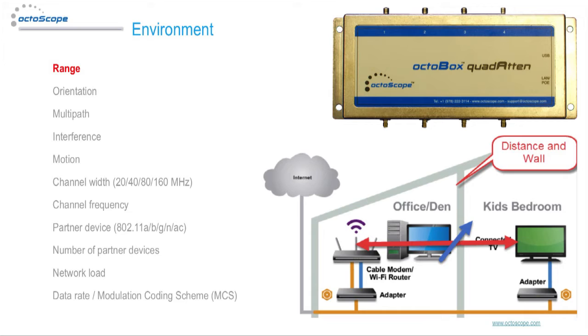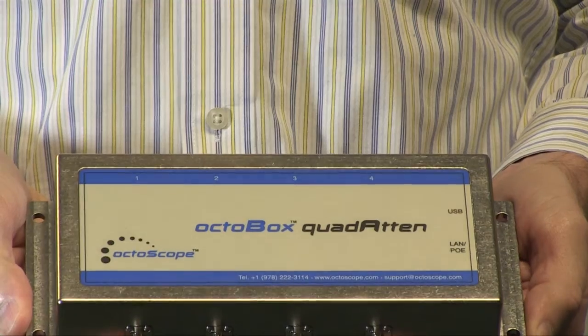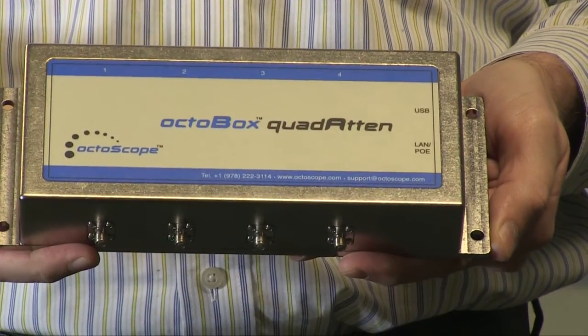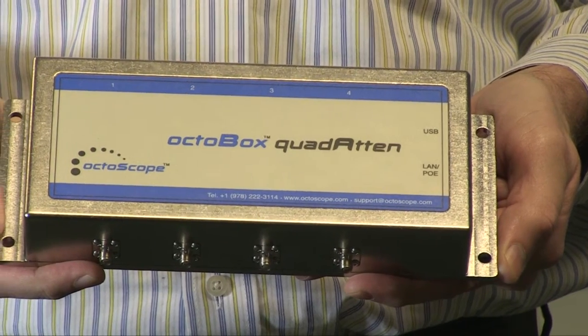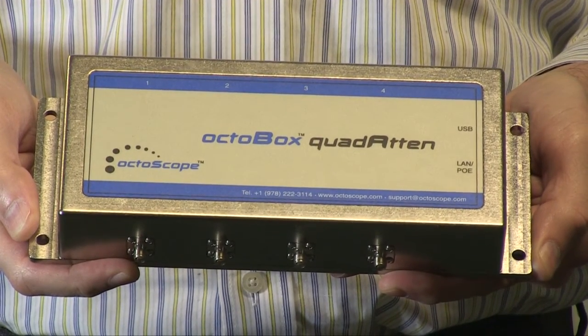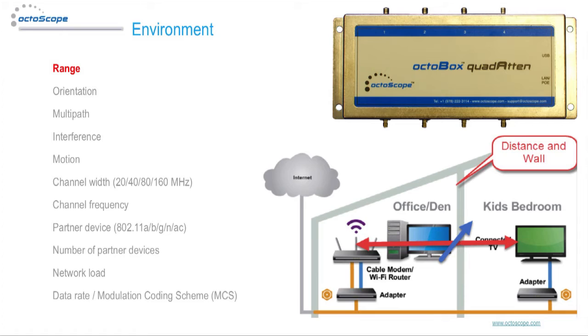Wireless performance and behavior vary as a function of distance and obstacles such as walls, which limit the operating range of wireless networks. The octoBox testbed utilizes our Quad-10 programmable RF attenuator to emulate distance and walls. The Quad-10 incorporates 4 programmable attenuators to form a 4x4 MIMO link and enables you to test throughput, jitter, and packet error rate versus range, as well as other aspects of performance.